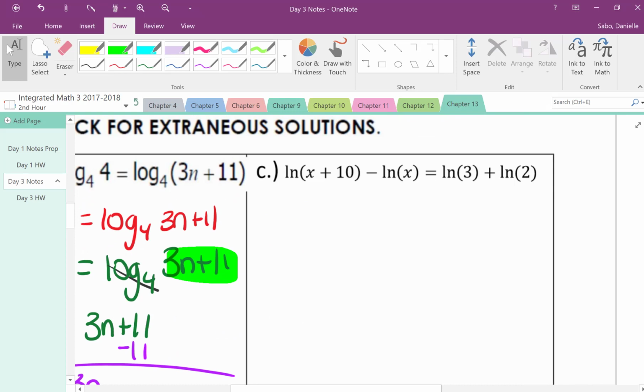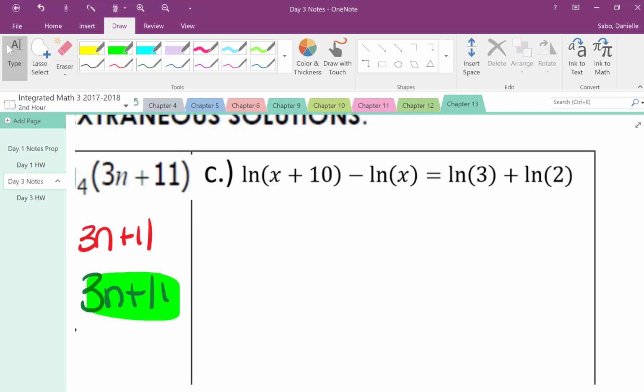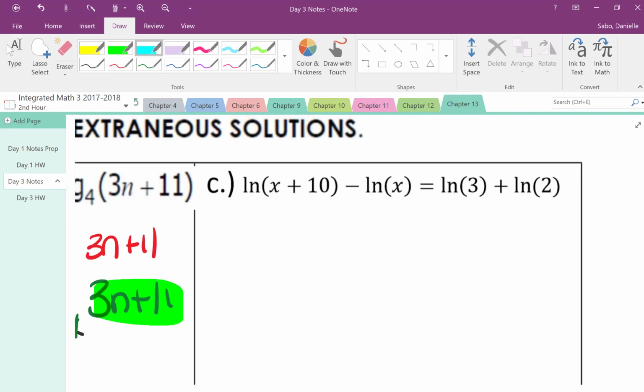Let's look at this next one. Yes, it's ln, but that's okay because that's the same thing as a log. You need to get used to it. There's a lot of phones not liking that. I will take them.